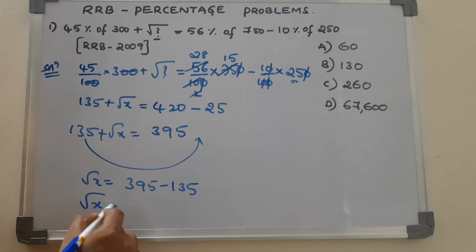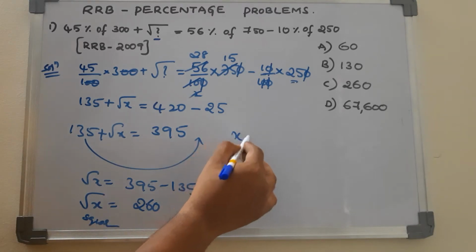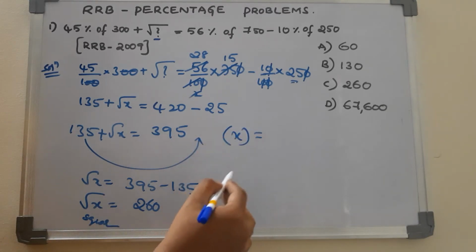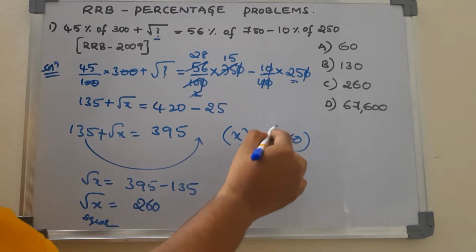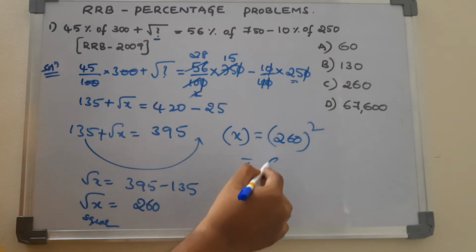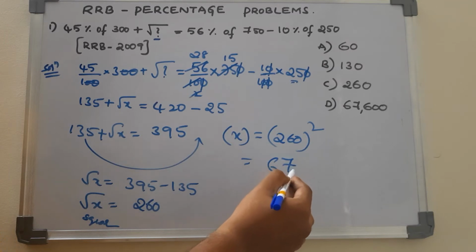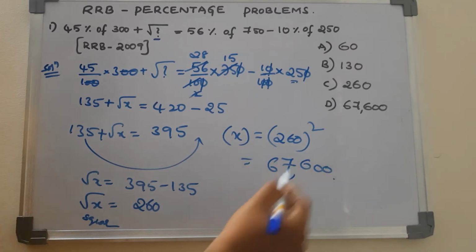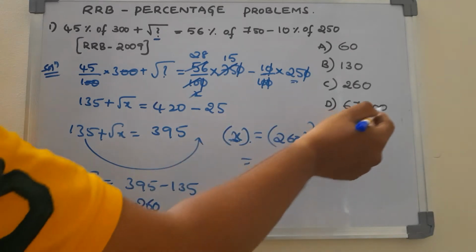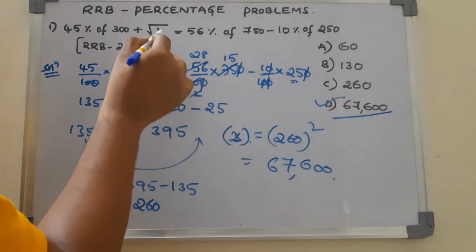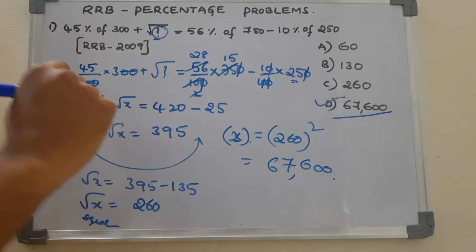Root x is equal to 395 minus 135, we get 260. Squaring on both sides, x is equal to 260 whole square. 260 whole square means 67,600. So the value of x is 67,600. So the question mark value is option B.